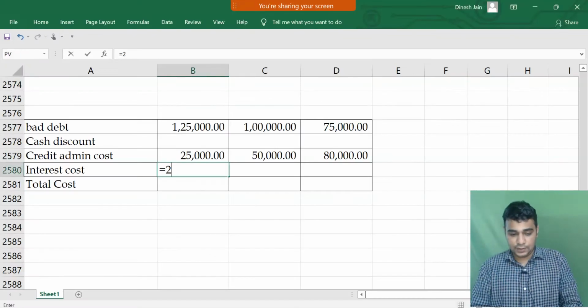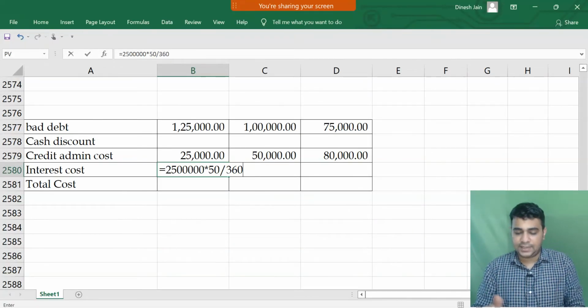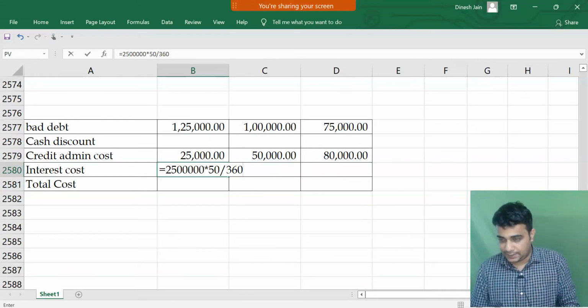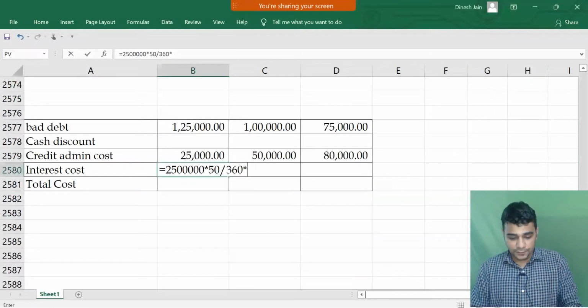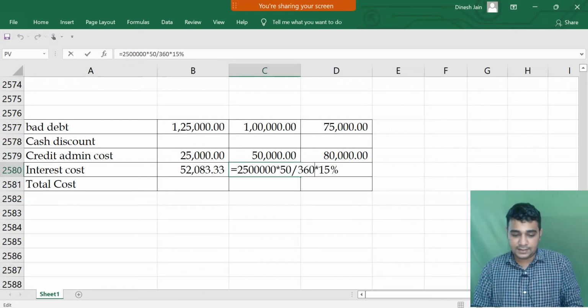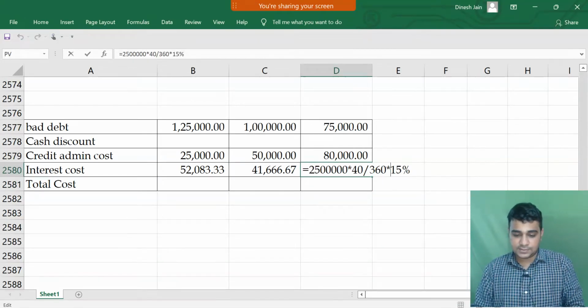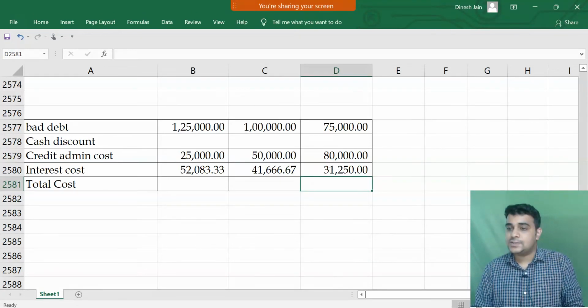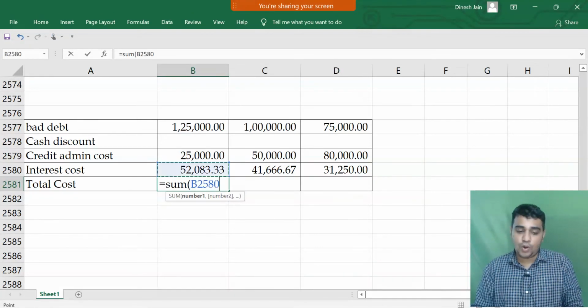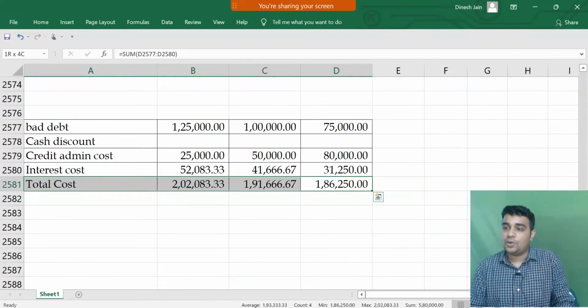Interest cost is 25 lakhs into, today the collection period is 50 days by 360, I am taking 360, even you can take 365, doesn't matter, into 15% cost of funds. Same 25 lakh, now the collection period is 40 days, and then it becomes 30 days. Whichever has the lower total cost, I will go ahead with that collection policy.